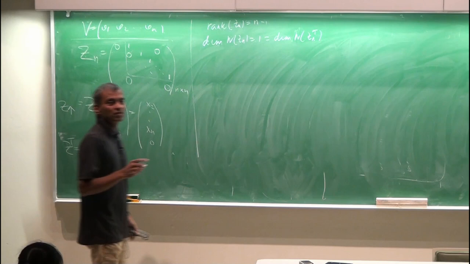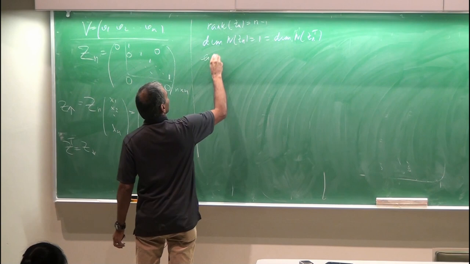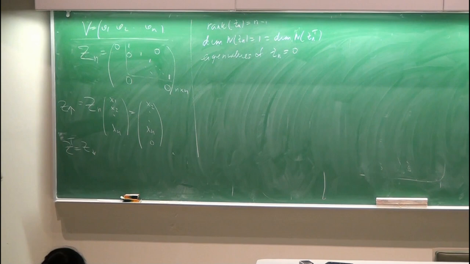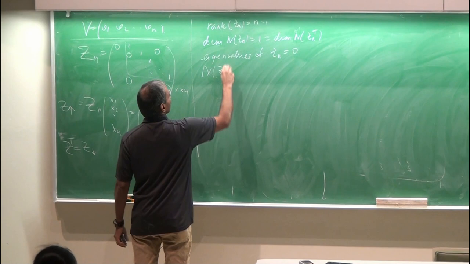Okay, so we've got, all right, and what are the eigenvalues of Zn? It's all zeros. So that also we know. So it's only got one eigenvalue, 0. Right? And it's a natural question to ask, what are the eigenvectors of this matrix? Which is the same thing as asking, what is in the null space of this matrix? Right? So what is in the null space of Zn?